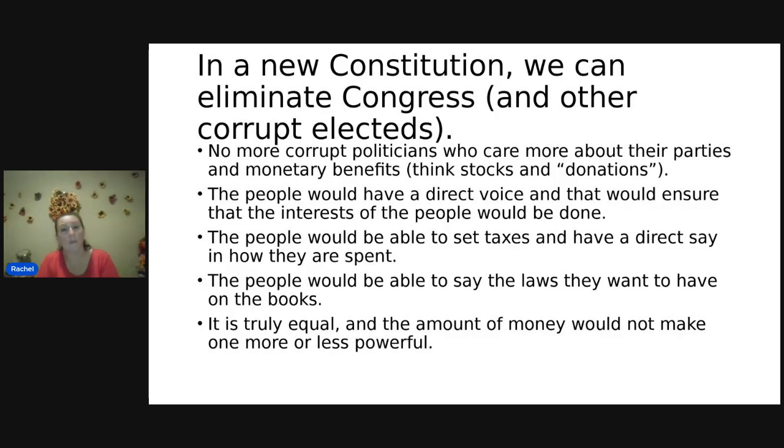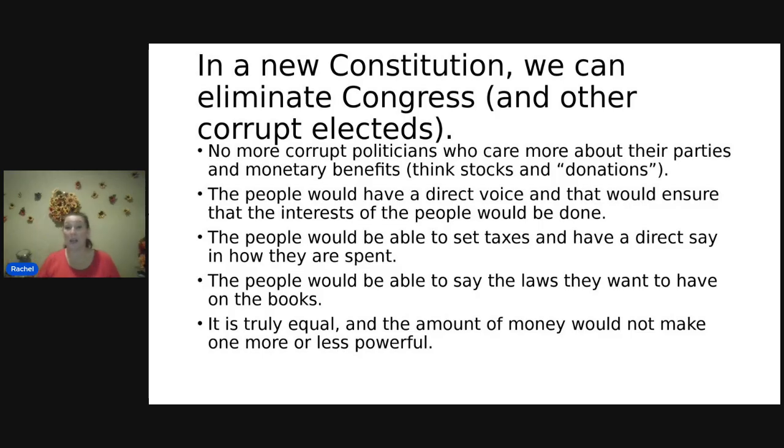So no more corrupt politicians who care more about their parties and their monetary benefits, like stock prices, Nancy Pelosi, and their corrupt donors and their donations, bribes. The people would have a direct voice, and that could ensure that the interests of the people, not the elites, would be taken care of.